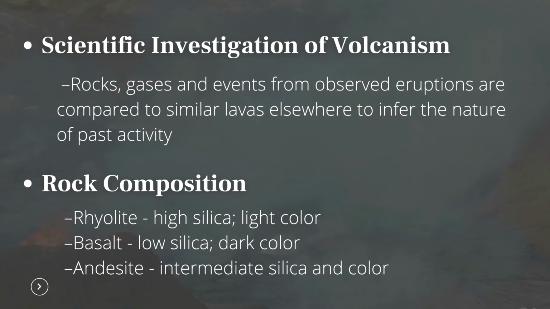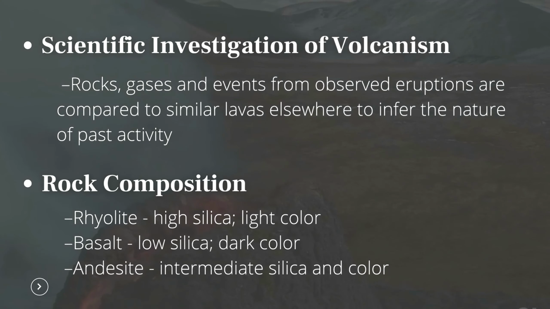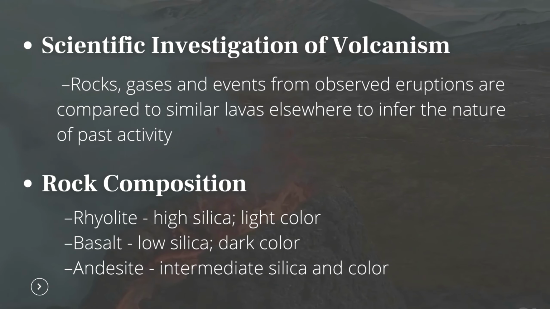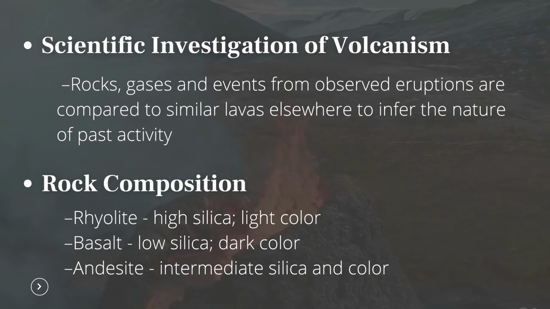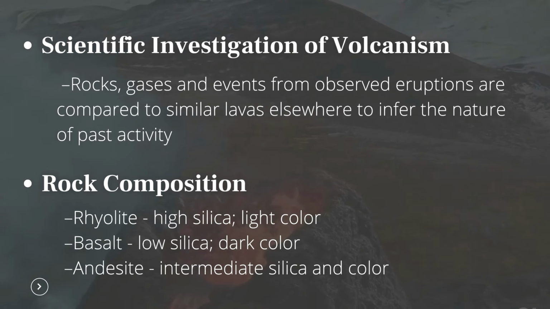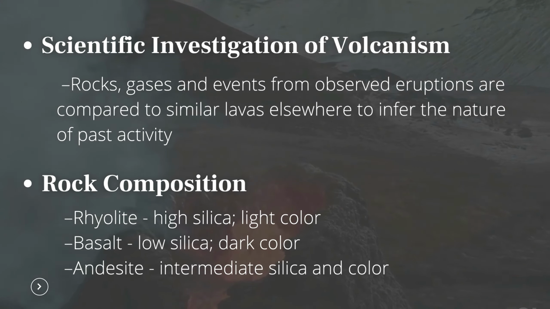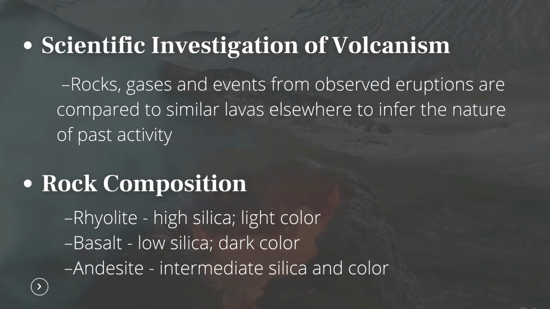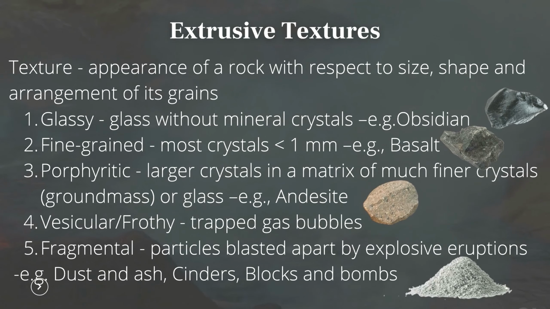In the scientific investigation of volcanism, rocks, gases, and events from observed eruptions are compared to similar lavas elsewhere to infer the nature of past activity. Rock composition. The amount of silica in a lava largely controls not only the viscosity of lava and the violence of eruptions, but also which particular rock is formed. Rhyolite is a silicic rock and light-colored. A basalt has a relatively low amount of silica, and andesite crystallizes from an intermediate lava.